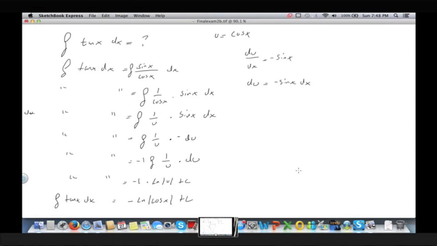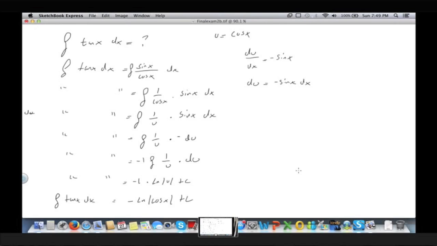Do we know a simple rule for taking the derivative of tangent? Yep. What's the derivative of tangent? Secant squared x. Good. Had we previously learned a simple rule for the antiderivative of tangent? No. No, we never knew the antiderivative of the tangent before. Although if you look at it, now we do. What is the antiderivative of the tangent?